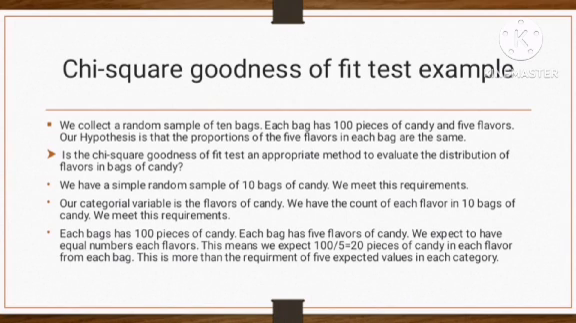We meet these requirements. Each bag has 100 pieces of candy. Each bag has 5 flavors of candy. We expect to have equal numbers of each flavor. This means we expect 100 over 5 equals 20 pieces of candy in each flavor from each bag. This is more than the requirement of 5 expected values in each category.